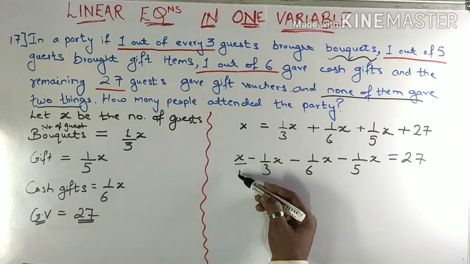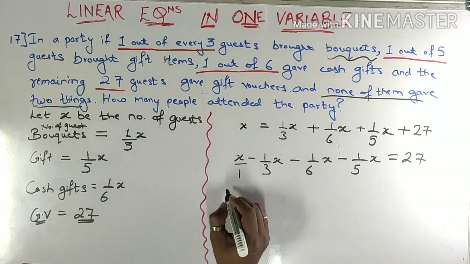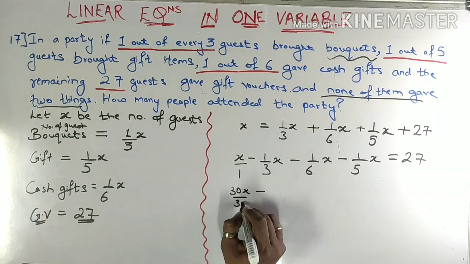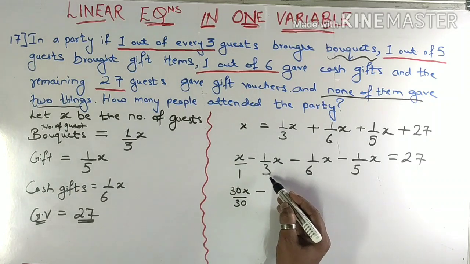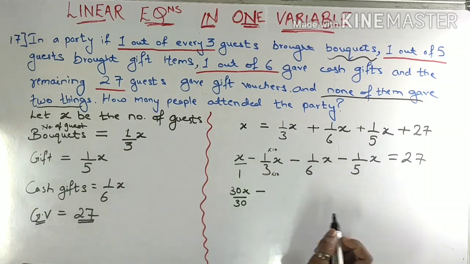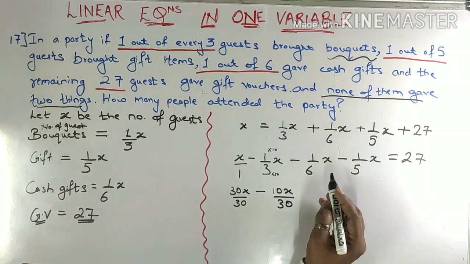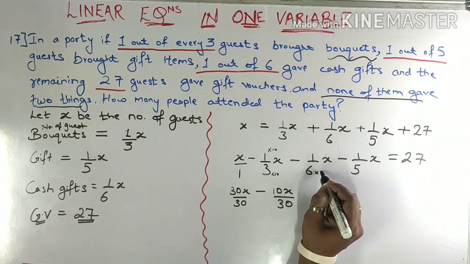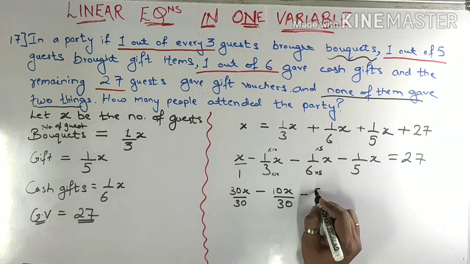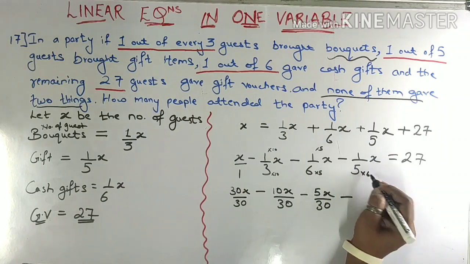If I want to make this denominator 30, I'll have to multiply the numerator by 30. So 30x upon 30. 3 is already there, so to make it 30, I'll have to multiply by 10. The numerator is also multiplied by 10. So 10x upon 30. 6 is there, 6 5s are 30. 1 into 5, minus 5x upon 30, minus 5 into 6 is 30.